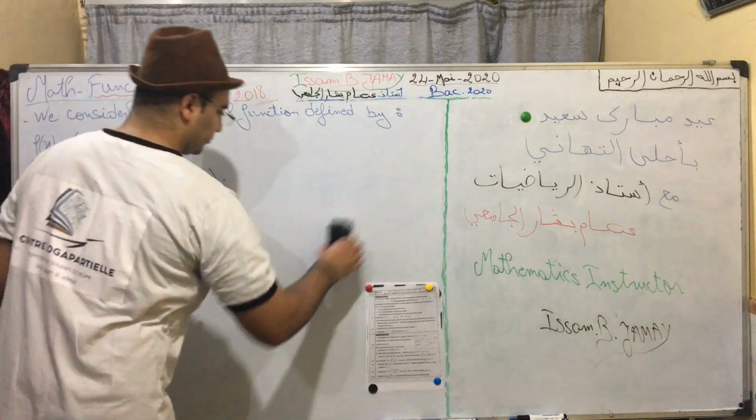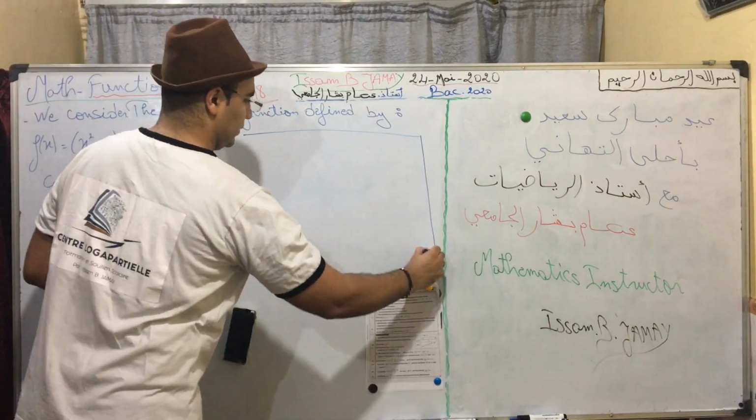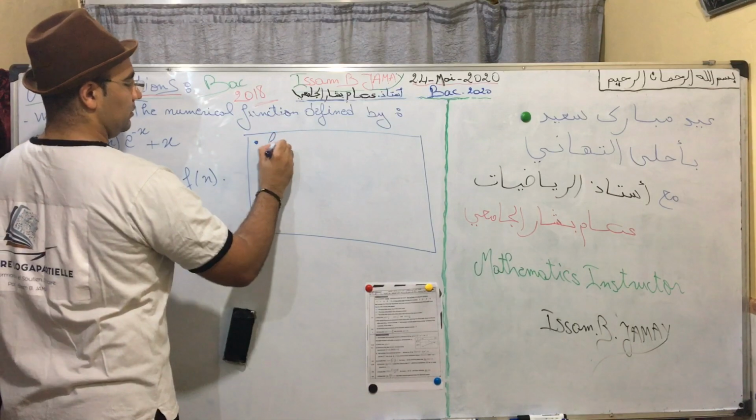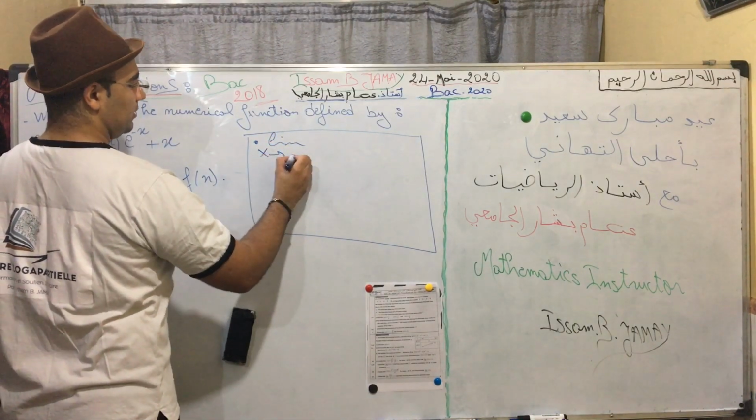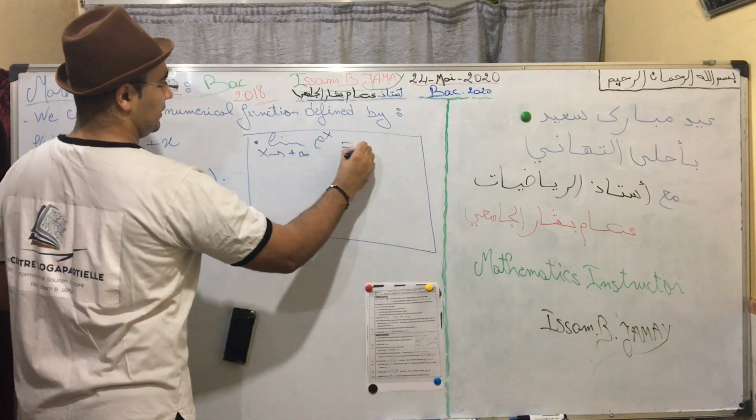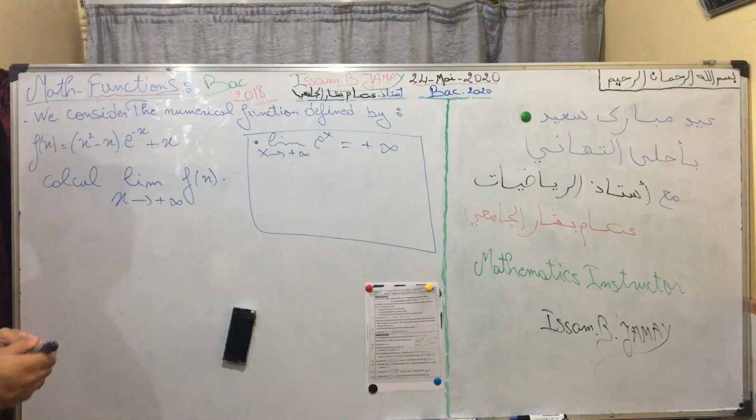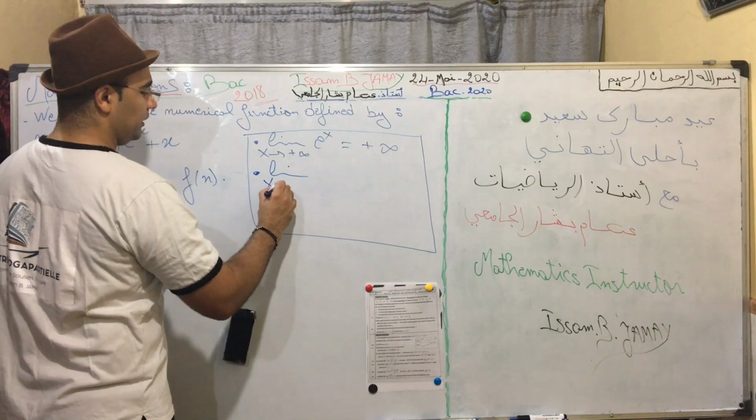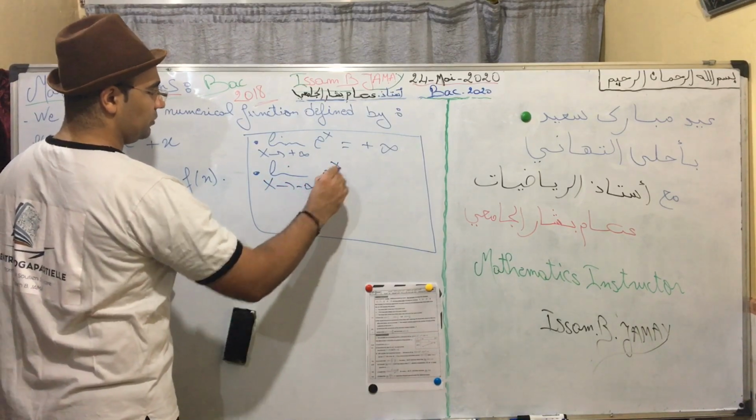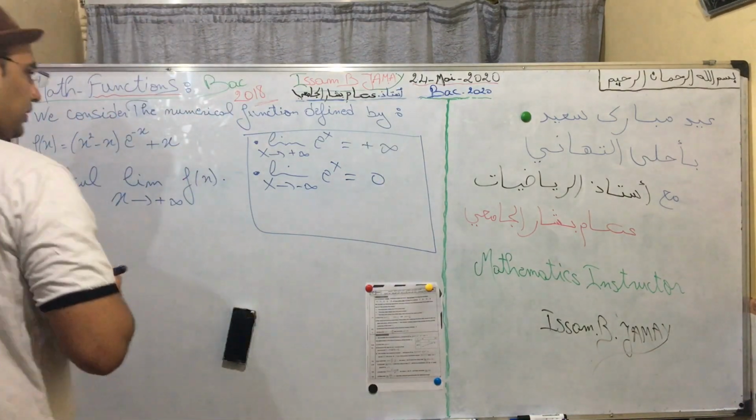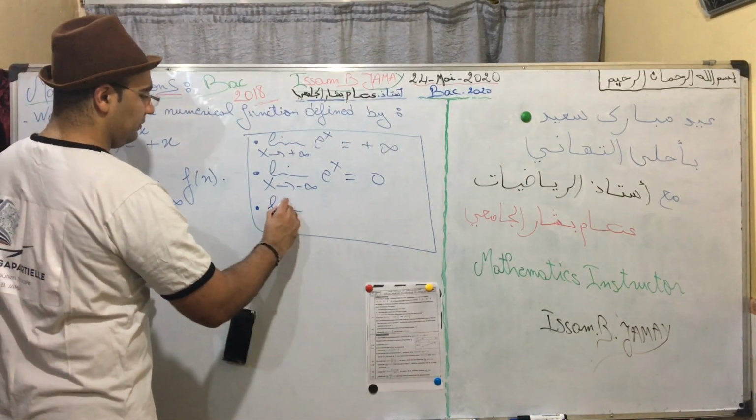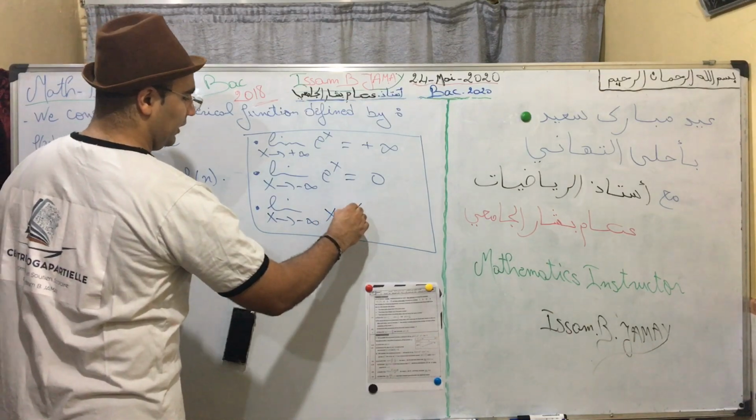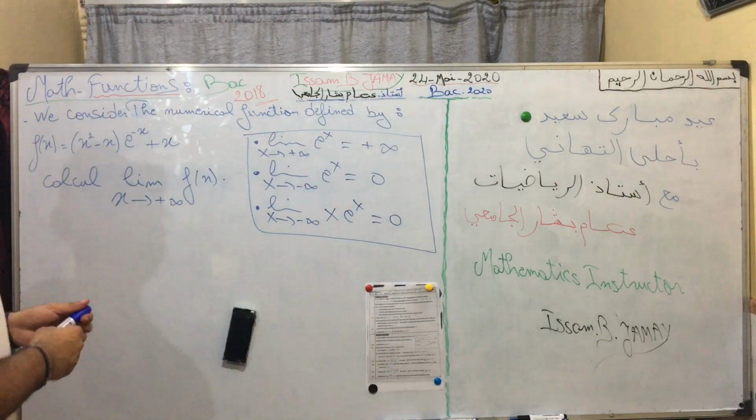First of all, we have some remarkable limits for the exponential that we all know. The limit when x goes to plus infinity of exponential x is equal to plus infinity. This is a property from the lessons. We have the limit when x goes to minus infinity of exponential x equals 0. We also have the limit when x goes to minus infinity of x exponential x equals 0.